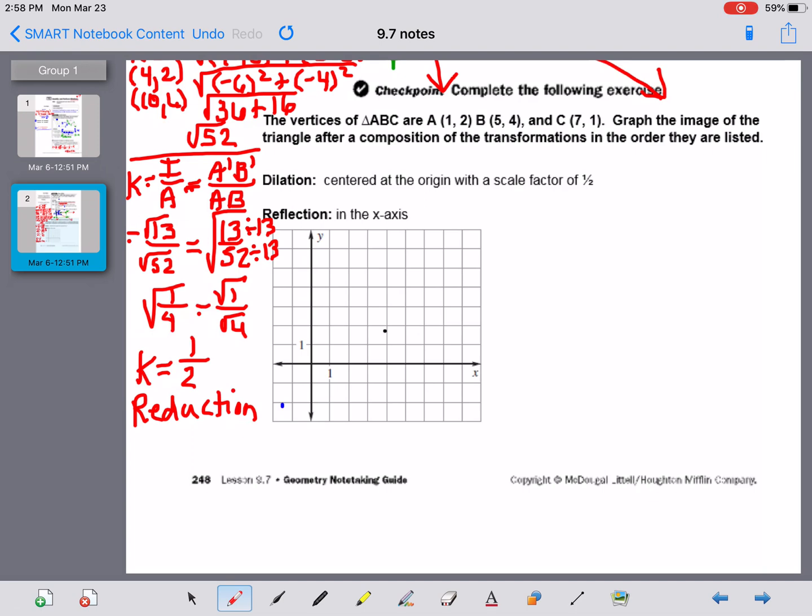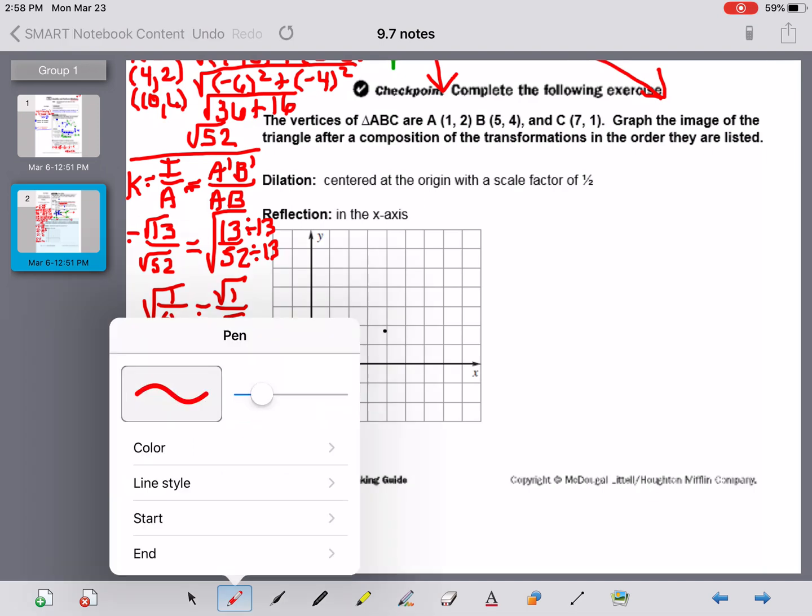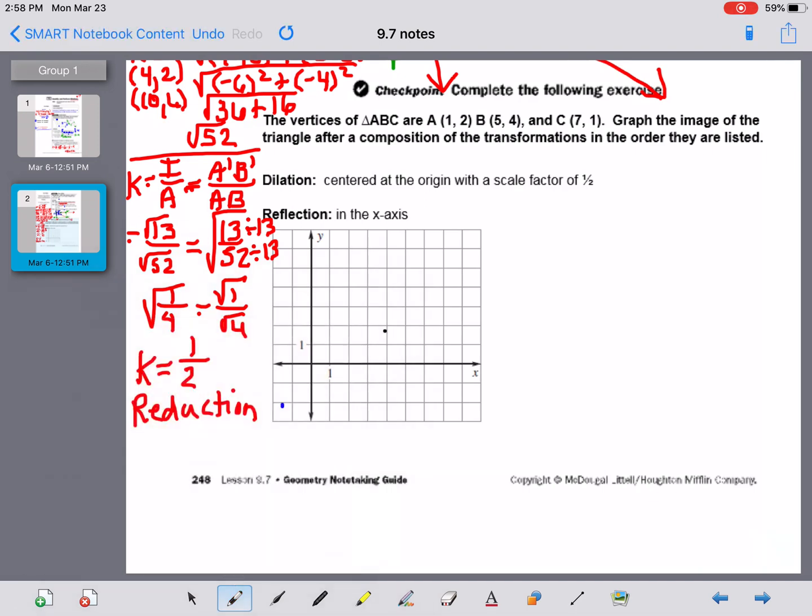And we're ready for our last and final example here. It says the vertices of triangle ABC are given there. Graph the image of the triangle after the composition of the transformations in the order they are listed. And it gives us a dilation and a reflection. Let's start first by just graphing our triangle. So I'm going to go to (1, 2) for A. Always, always, always label these points on your graph so we know what we're talking about. B is at (5, 4). And C is at (7, 1).